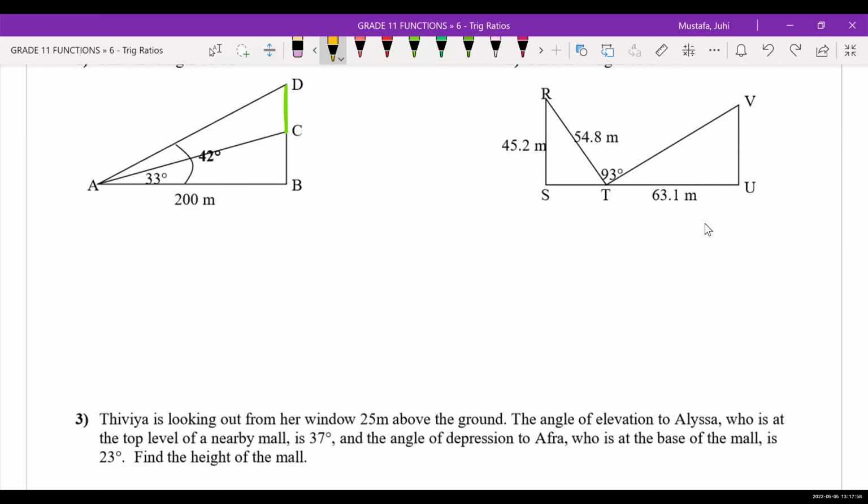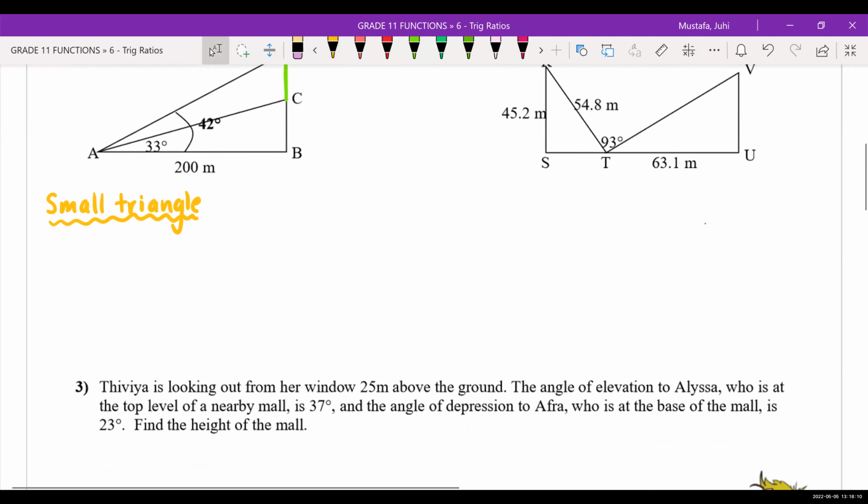So I'm going to organize my solution, and I'm going to start off by talking about the small triangle. In the small triangle, I can figure out side length CB. If you want, you can call this the letter X. If you don't want to call it CB, it doesn't matter. So we have 33 degrees, and according to this 33 degrees, this is opposite, this is adjacent, and this is the hypotenuse. I'm trying to figure out the opposite side length. I have the adjacent side length, so I'm going to be using tan to calculate this little triangle.